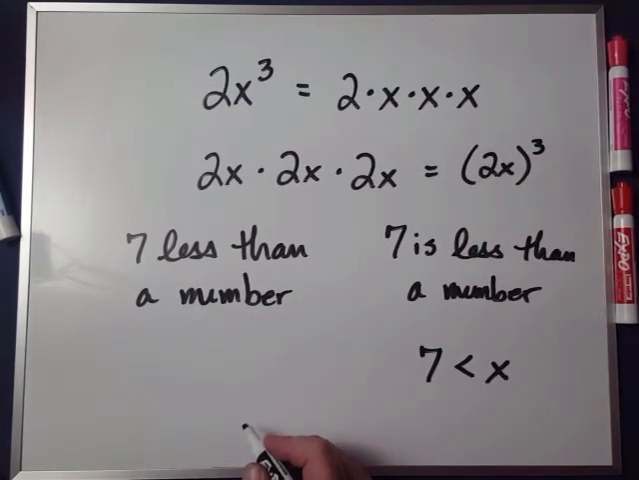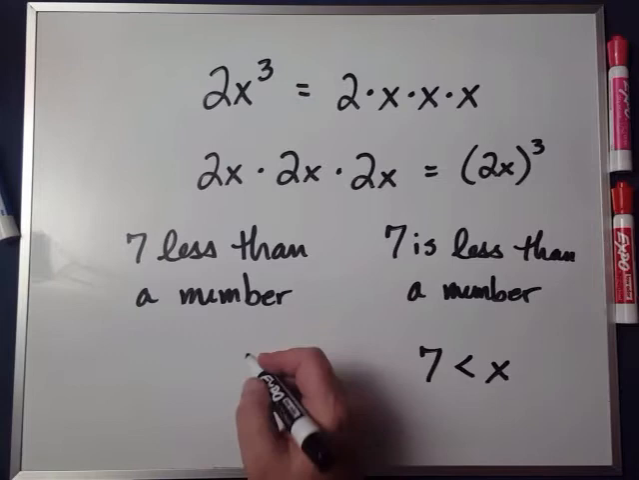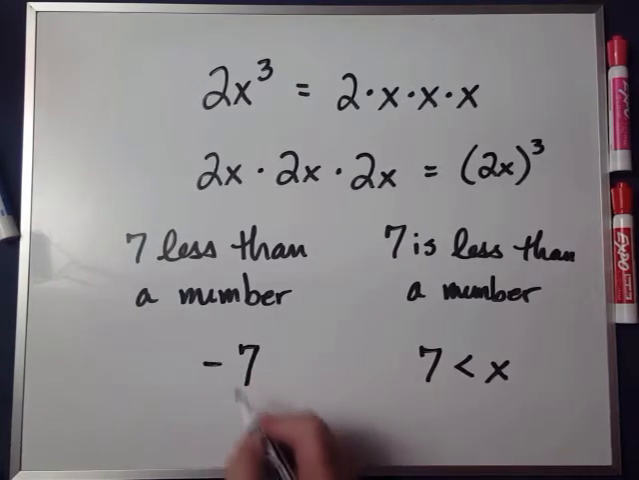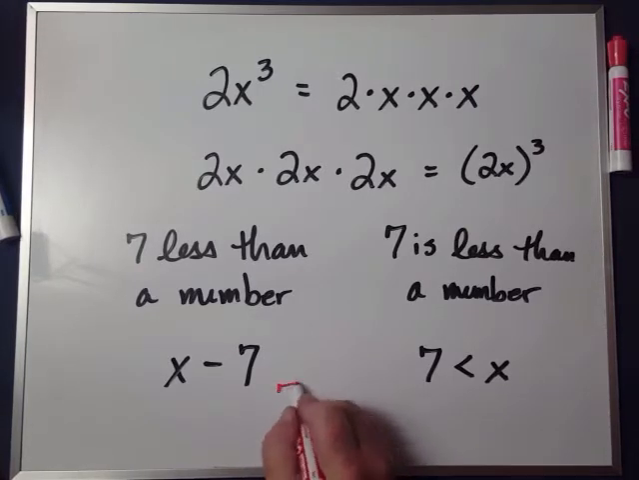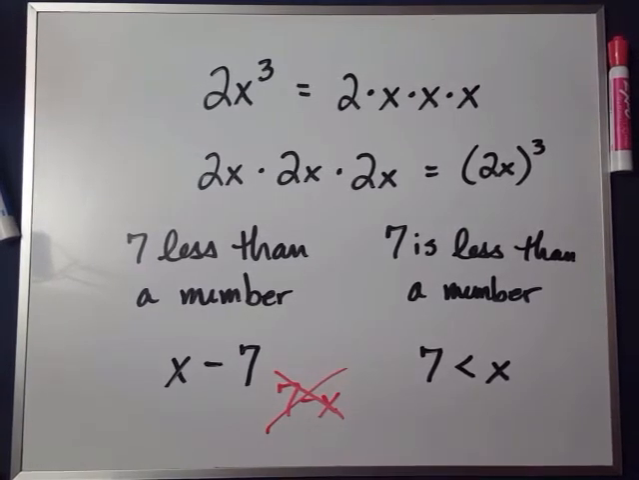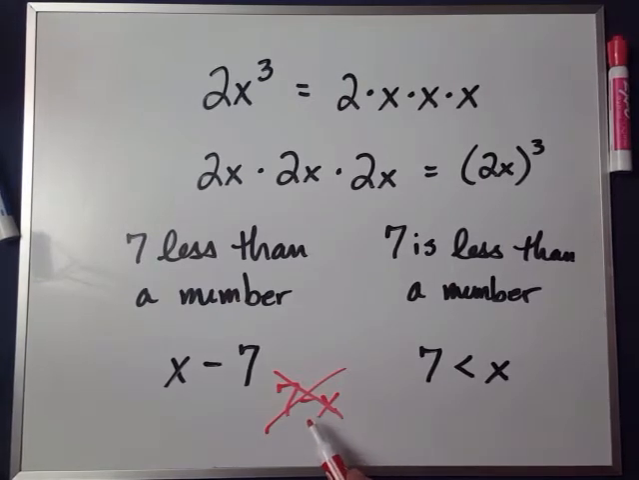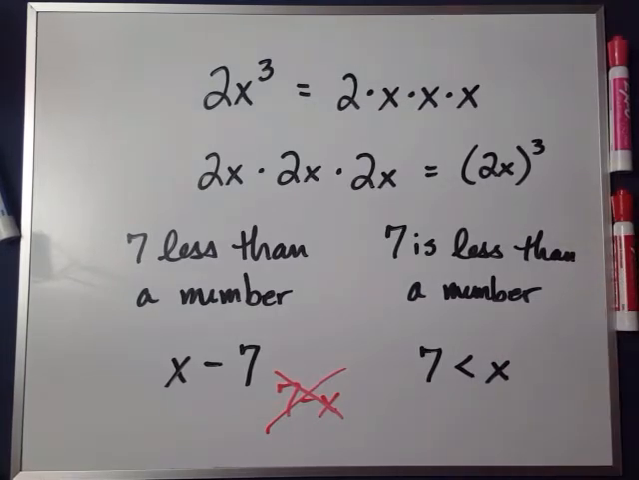Here, less than indicates subtraction. 7 less than a number means 7 subtracted from a number: x minus 7. Notice that 7 minus x would be wrong, because that would be a number subtracted from 7. You can't turn a subtraction around and expect to get the same answer. So be very careful with the order as you deal with subtractions and divisions as well.